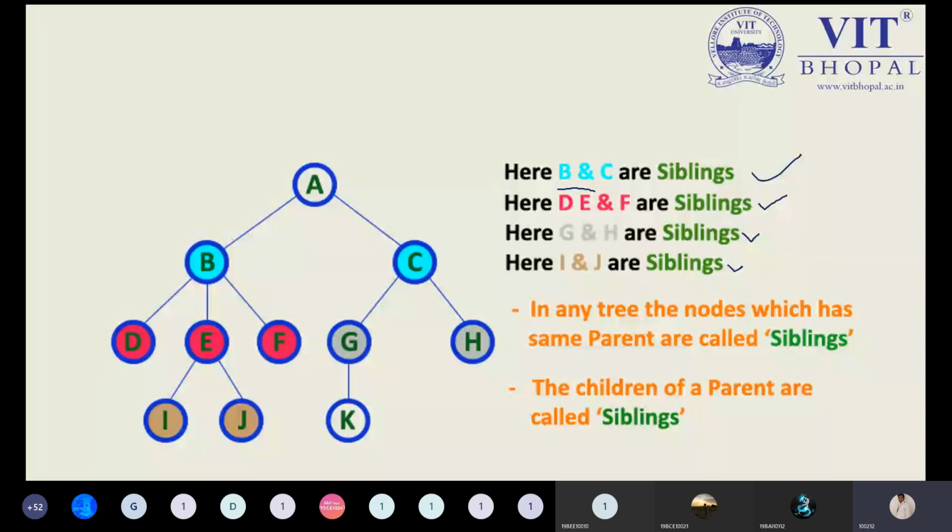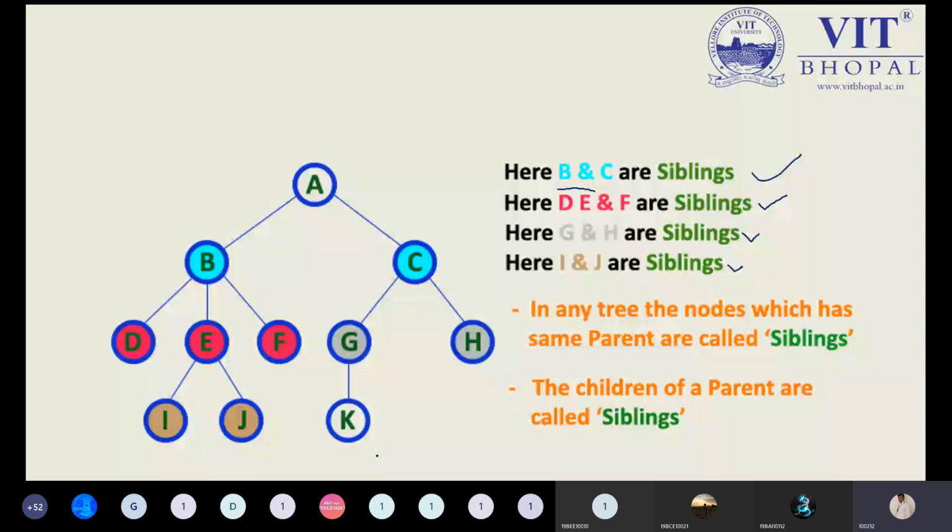K is not a sibling node because there is no brother or sister of this node. G is the parent of the K node and G has only one child, so K can't be a sibling. Okay, so this is the theoretical part we have already seen. So I'm jumping to my next step.